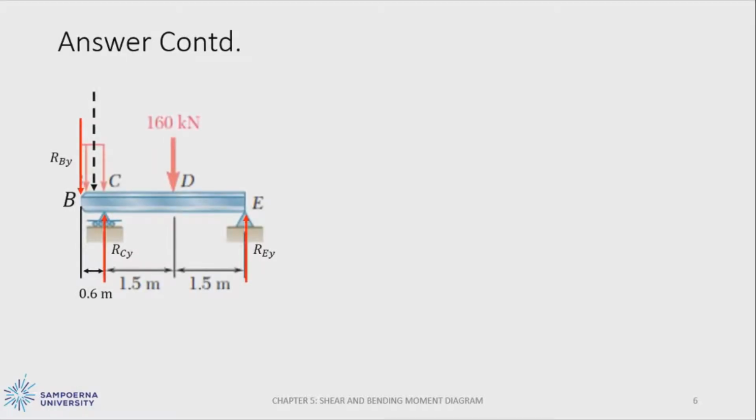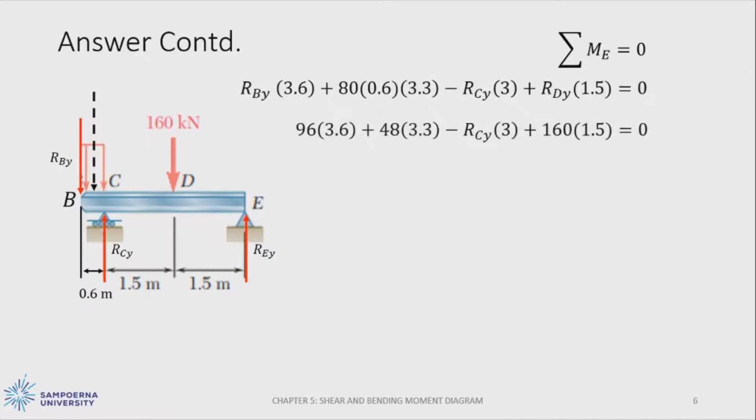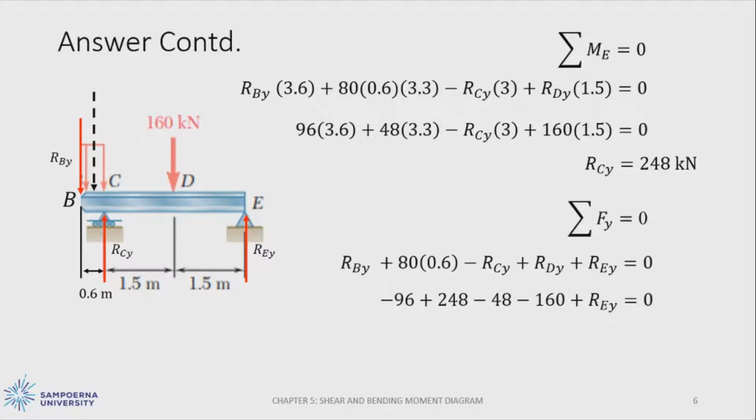After obtaining the reaction forces for the first section, we go to the next section. It is the same way, where we need to find the reaction forces at C and E by using a moment. Sigma moment will be equal to 0. And we will obtain that the reaction at point C in Y direction is equal to 248 kilonewton. Then by using the sigma Fy equal to 0, we will obtain the reaction forces at point E, which is equal to 56 kilonewton.